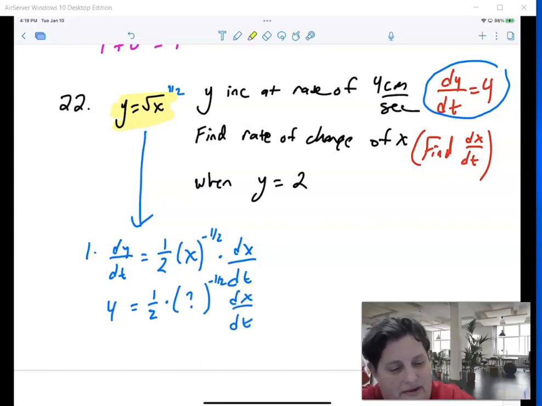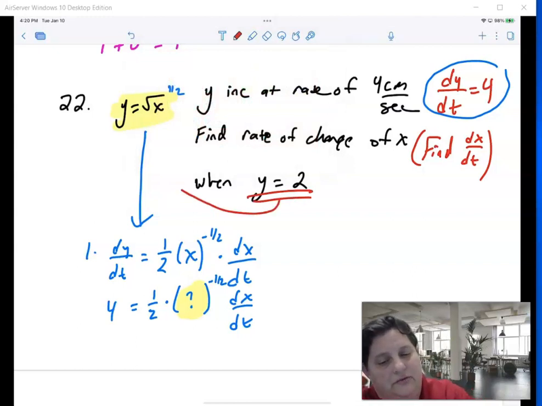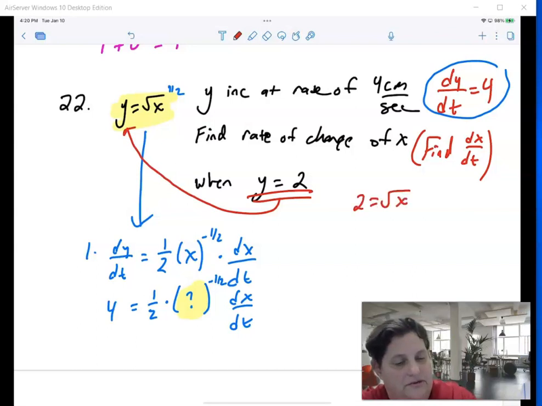So I'm missing too many things. How do I find x? Well, we kind of talked about this before, you guys. Check this out. If y is 2, what would x be? Can you guys look and tell? I mean, if not, just go like this. If y is 2, what does x equal? Square both sides. x is 4. So that's cool. So I can put that in here.